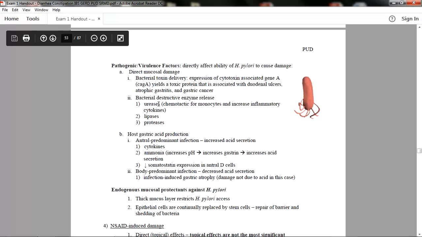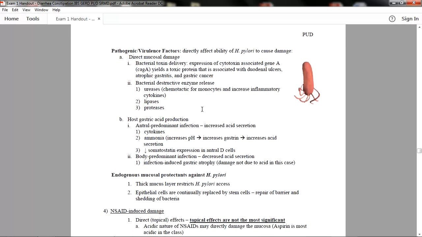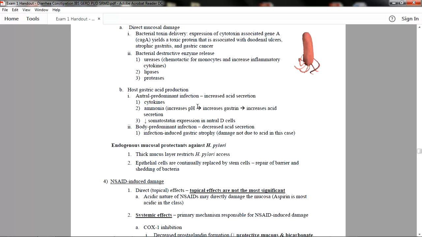Again, the ureases, remember the ureases produce ammonia. That causes problems with their acid production and enhances it. However, the ureases from the bacterium are also chemotactic, so they recruit monocytes and increase inflammatory cytokines. The H. pylori also produces lipases and proteases that directly destroy our parietal or other gastric cells, such as the D cells and things like that. So we have direct cellular damage from the bacterium. Even if we have a nice mucus layer, sometimes these bacteria can literally drill down in and colonize and bind directly to the epithelial cells.